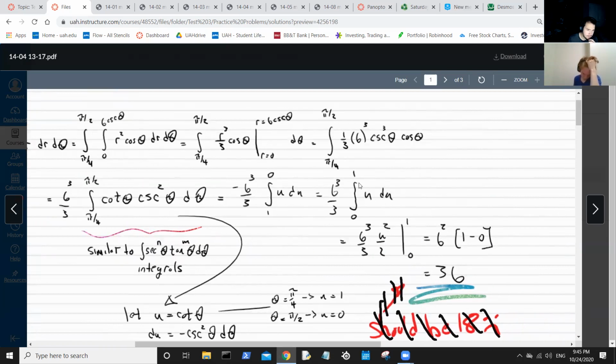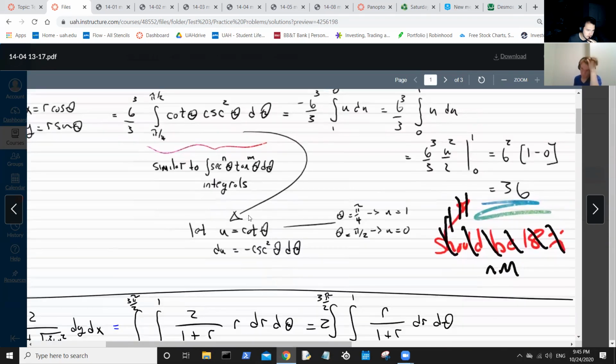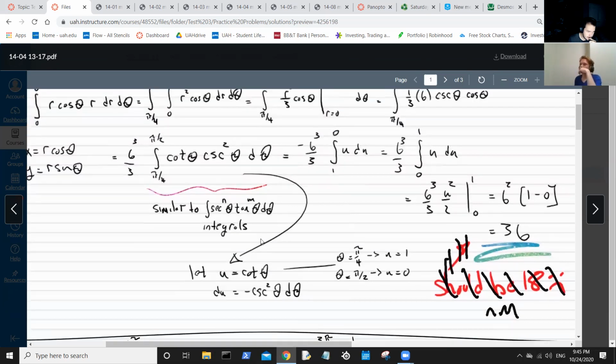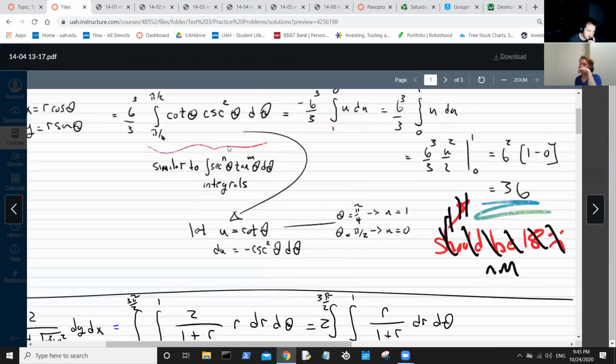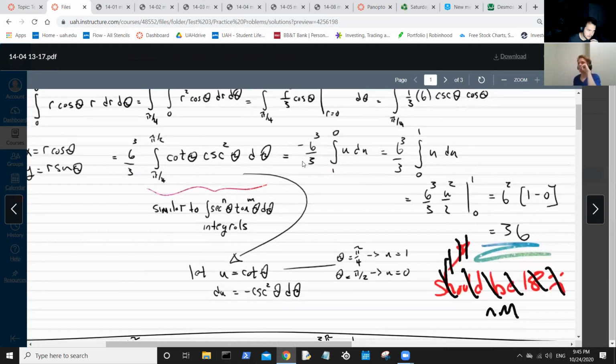Does u sub, what did you say the u is here? You just let u equal cotangent. Yeah, he did u sub here to simplify it, because all it does is add a negative sign somewhere on the front. So u is equal to cotangent theta, and then du is equal to negative cosecant squared theta. So now you can just say u times du.